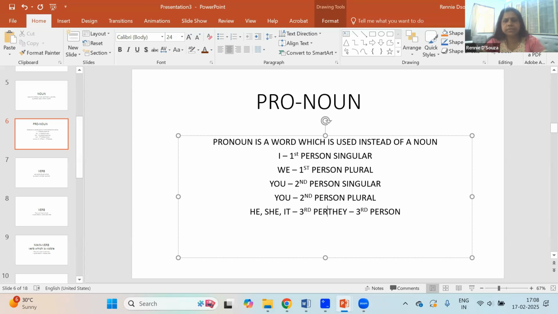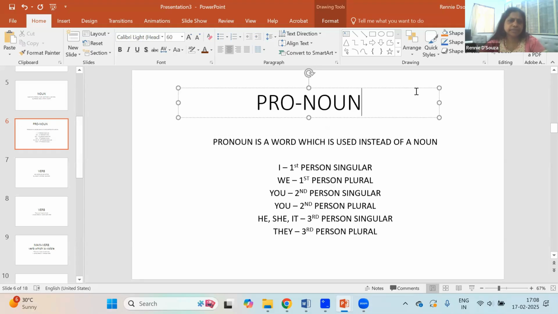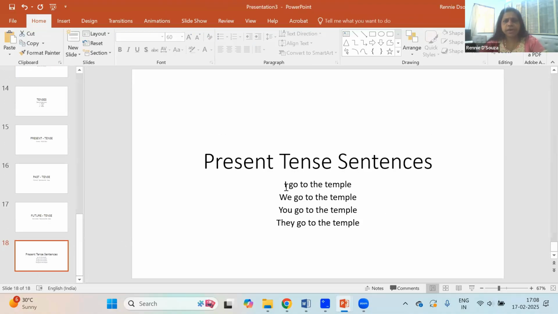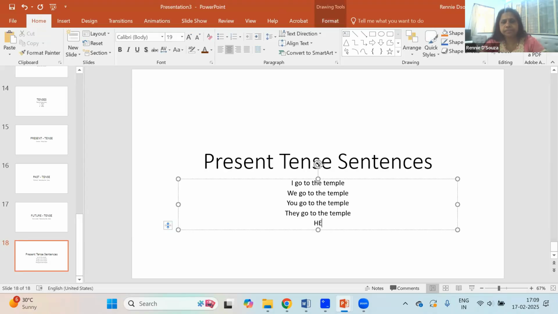So in present tense, we call this he, she, it the third person singular. Okay. Now let us see how to do sentences with he, she and it in present tense. Because we have done the sentences of I, we, you and they, and for all of these the verb is the same, go. But what about the third person singular?